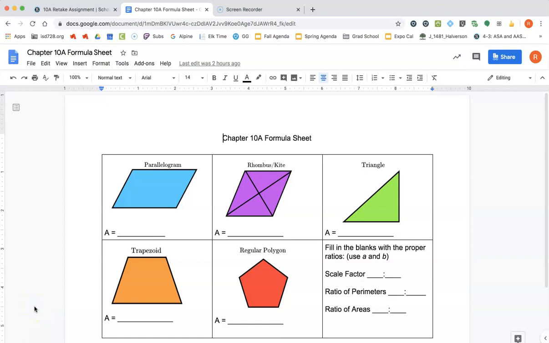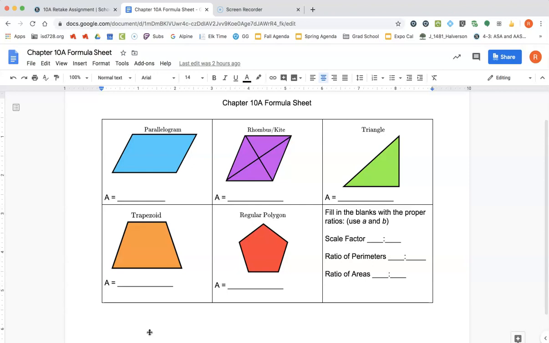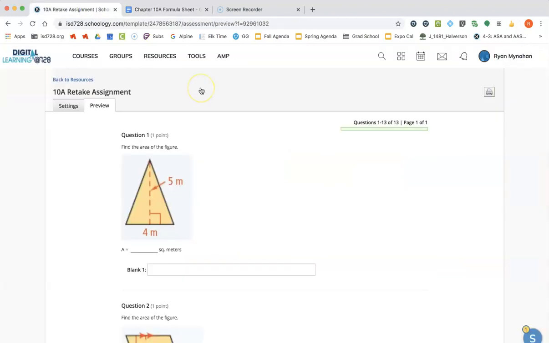For your retake work so far, you should have this formula sheet filled out. I would use it on this assignment and on the retake. Okay, and I would probably do the practice test again that was in the Thursday folder for April 16th. But I'll go through the questions here.